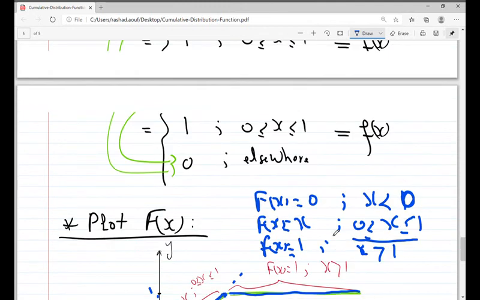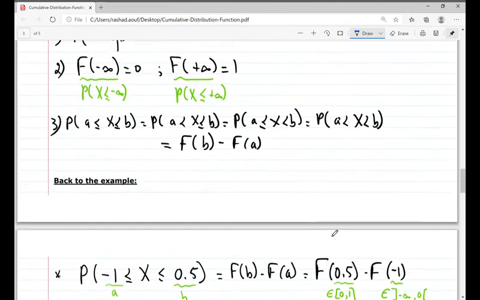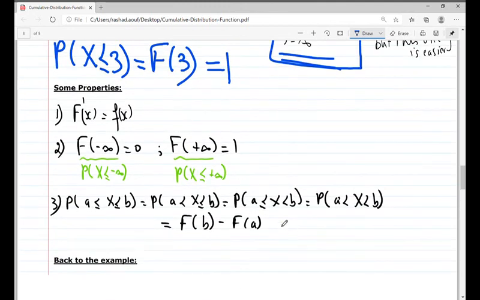So that's all. I hope that in this video I covered the main points for a cumulative distribution function and how to calculate it step by step, including these properties.